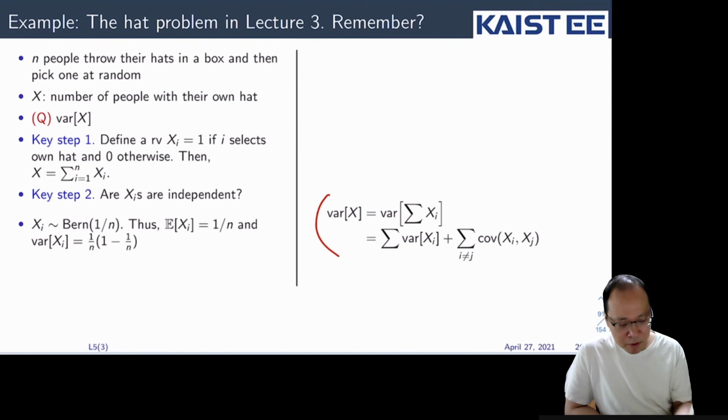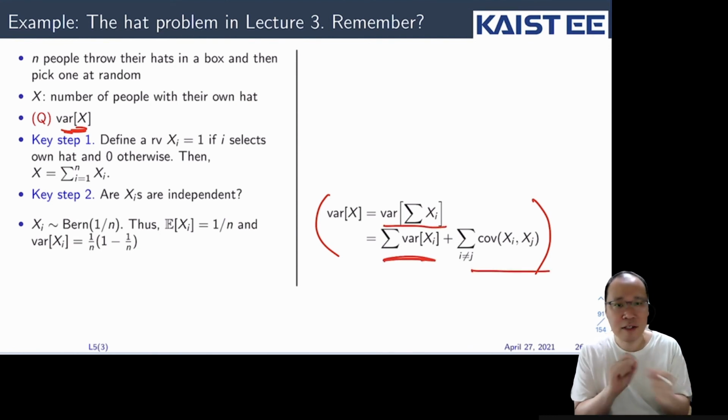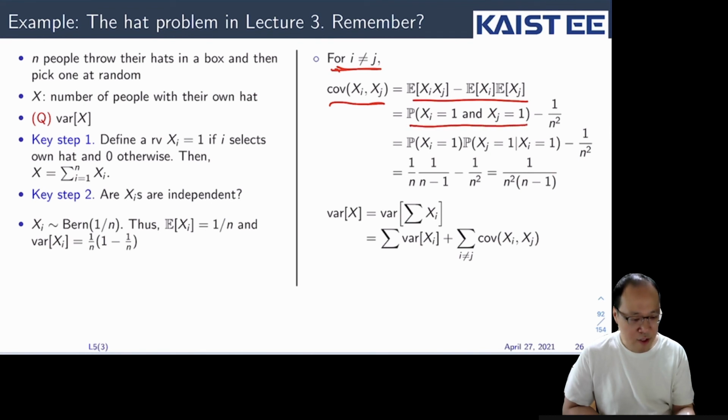And what we want to compute is the variance of x. Using the formula of the previous slides, we have the variance of each variable plus the covariance of all cases of i not equal to j. So let's use that formula. If i is not equal to j, let's first compute the covariance of xi, xj. All right, this is the definition of the covariance, which is equal to the probability that xi is 1 and xj is 1, minus, we know that this is 1 over n, so 1 over n squared.